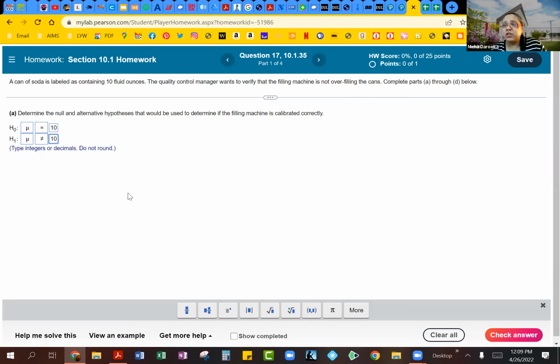For the alternative hypothesis, which is the H sub 1, sometimes in some textbooks, they also use H sub A to represent the alternative hypothesis. So it can be A, or like your textbook does, it can be 1. And we're basically saying it does not have to be equal to 10.